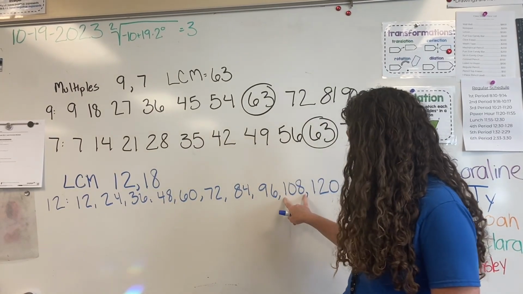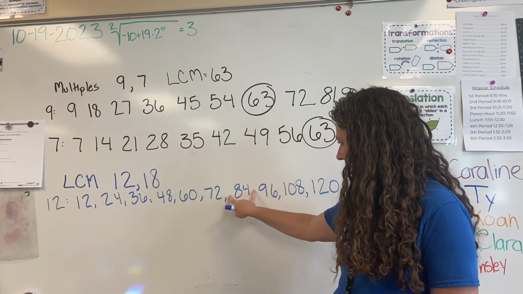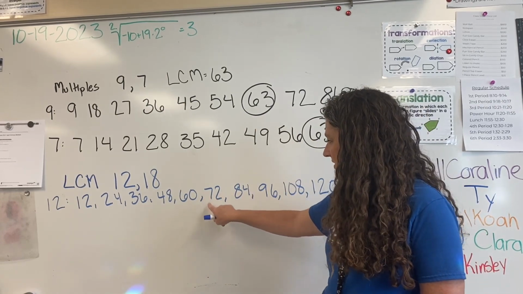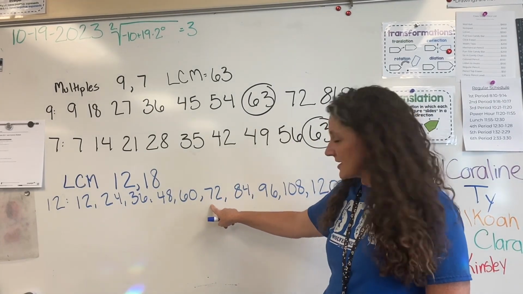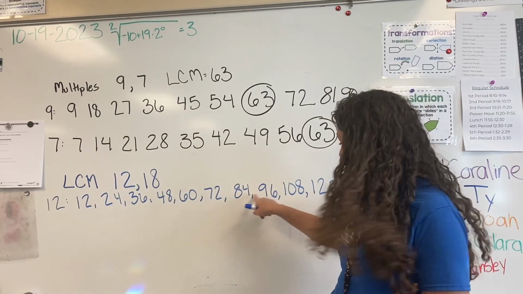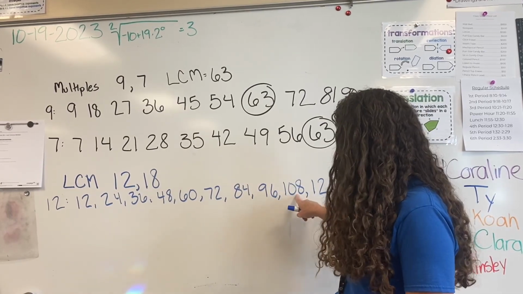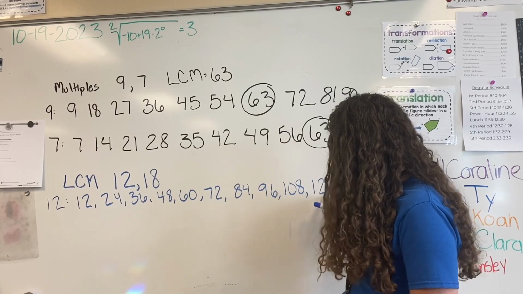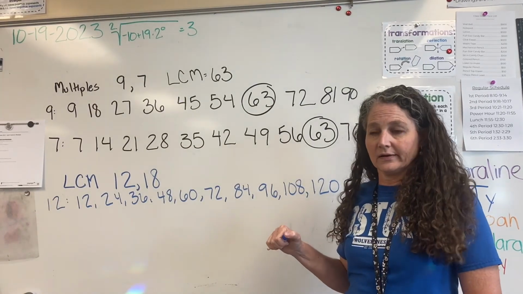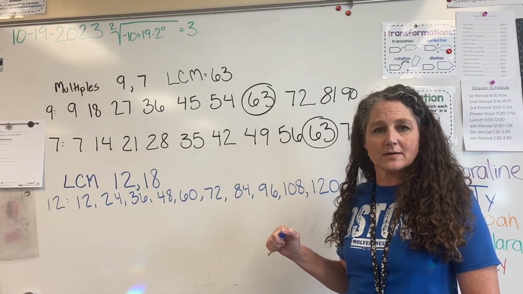Once I get to 72, I just start adding 12. 72 plus 12 is 84. 84 plus 12 is 96. 96 plus 12 is 108, and 108 plus 12 is 120. Because that's easier for my brain than memory.